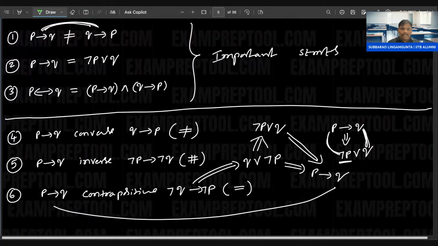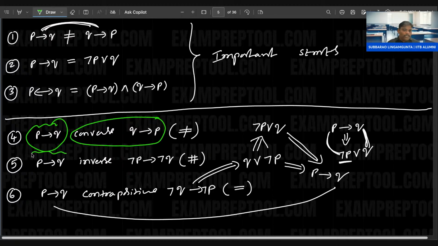So I have written one by one. Can you see this one? Everyone observe. P implies Q, the converse is just reversing it, but remember they are not equal. The converse is going to be Q implies P. For P implies Q, just keep the negation. The inverse is the same, just keep the negation, but remember they are not equal.